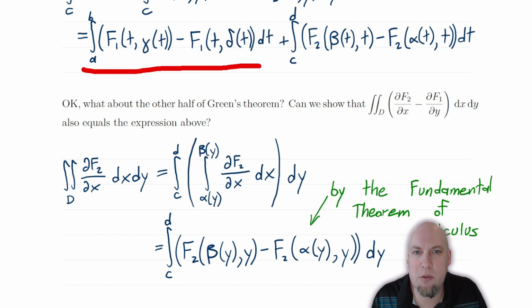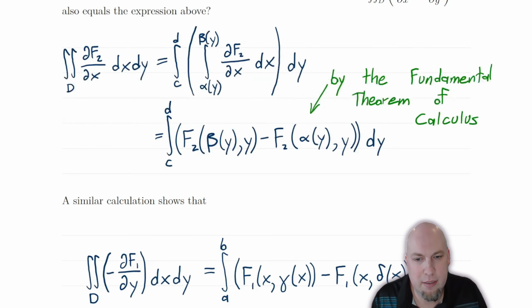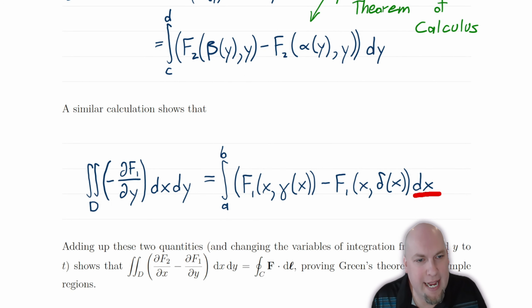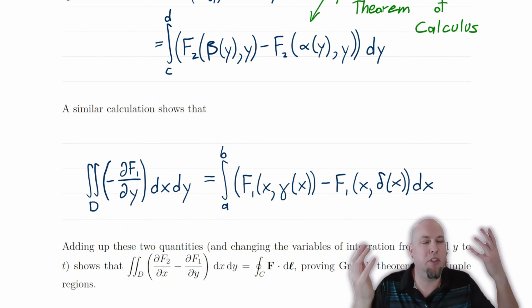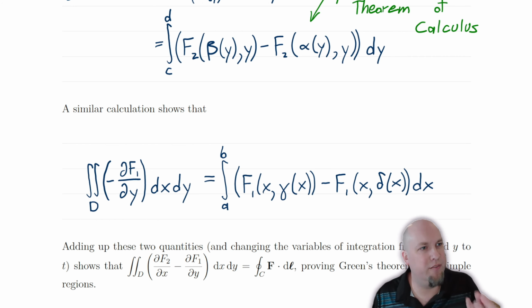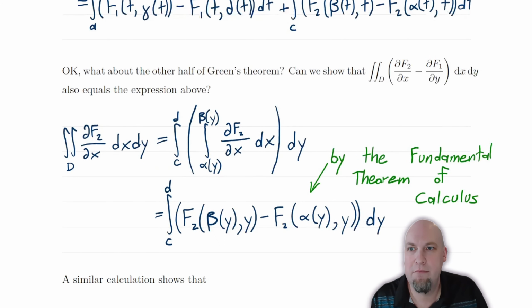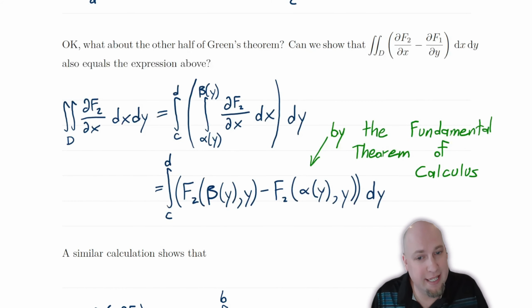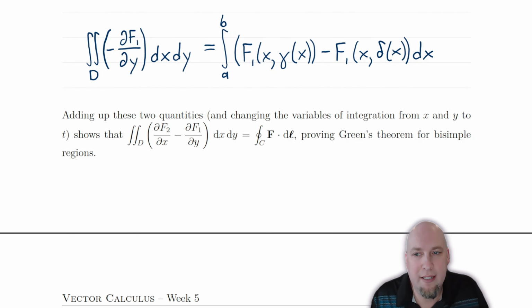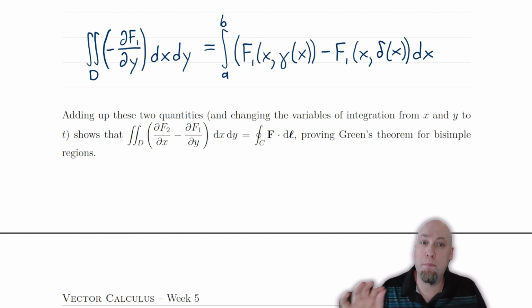Okay, and similarly, this first one, an integral where t is going from a to b, and I've got f1 of t, gamma minus f1 of t, delta. That's exactly this. Here it's x going from a to b, but then I've got x gamma minus x delta. That's the same thing. The only difference is that the name of the variable of integration is not called t anymore, it's called x. But the point is, if I add up these two integrals, I get exactly this vector line integral, and that's all Green's theorem told us. So the sum of these two double integrals equals the vector line integral, and that gives us Green's theorem. Okay, that's it. That's Green's theorem for bisimple regions.